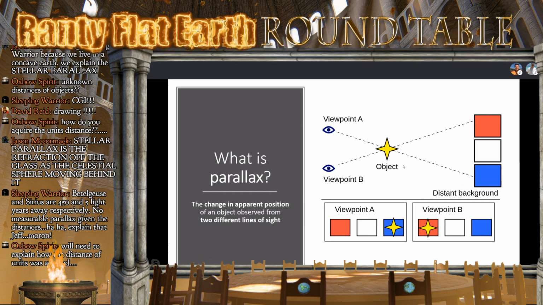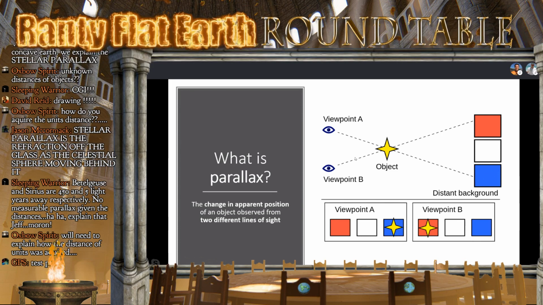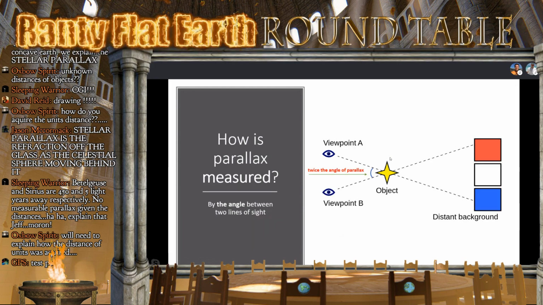This diagram here shows it as well. We have two observers, one at point A and one at point B. Observer A looks at this object, this yellow star, and for viewer A, it appears to be in front of this blue background. For observer B, looking at the star, it appears to be in front of the red background. This apparent shift in location can be measured as an angle. The angle between these two observers and the object itself is actually twice the angle of parallax. Parallax is defined as half of this angle.